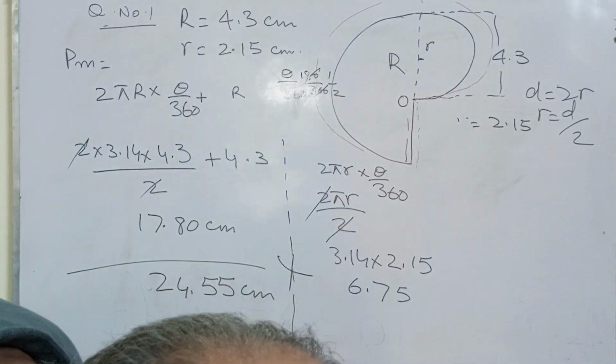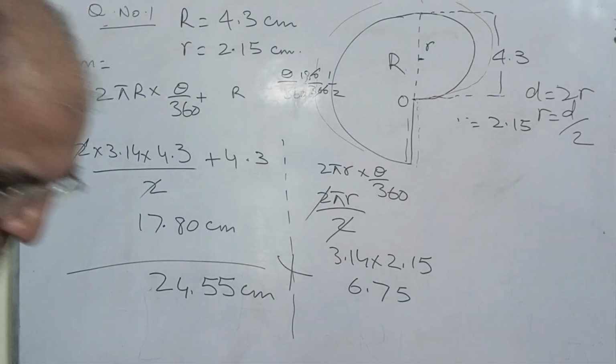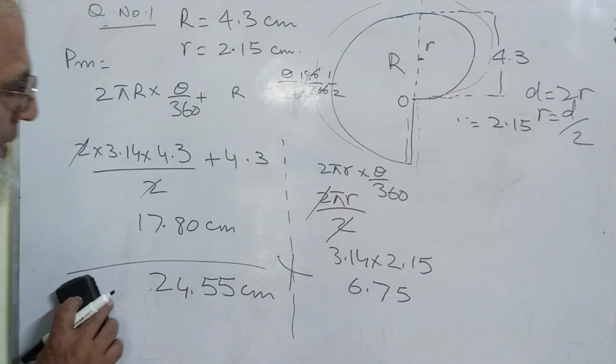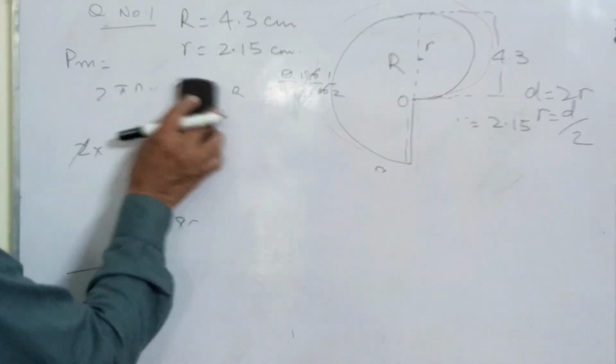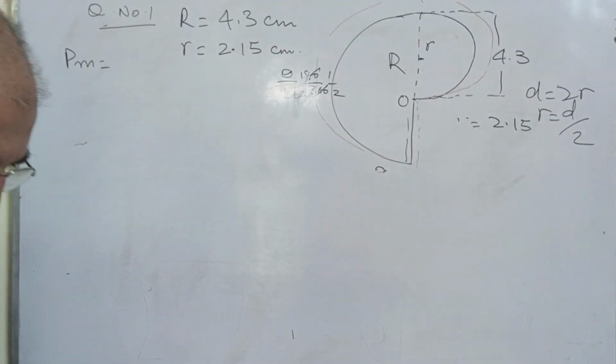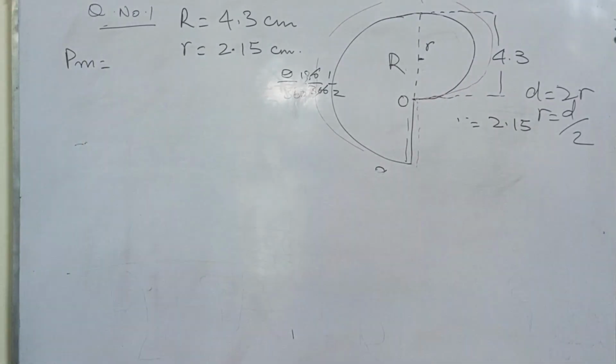Part FG, yes, 24.5 or 6. It is okay. Now for the area of the seam. Now my dear student, you have thanked me. I appreciate.